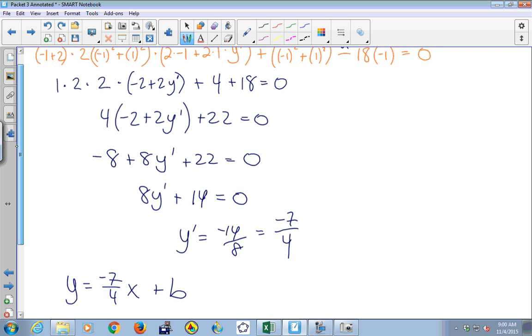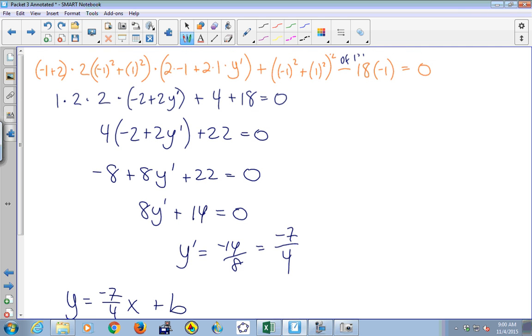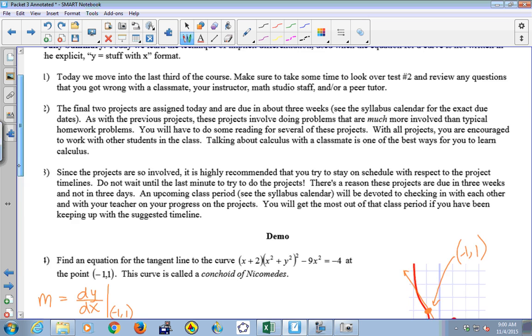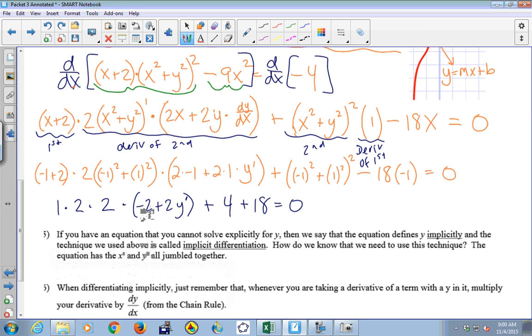Sure. That -2? I think I just multiplied those two together to make -2. 2 times -1. I don't remember. Let's see. Nope, that was just an x. Yeah.